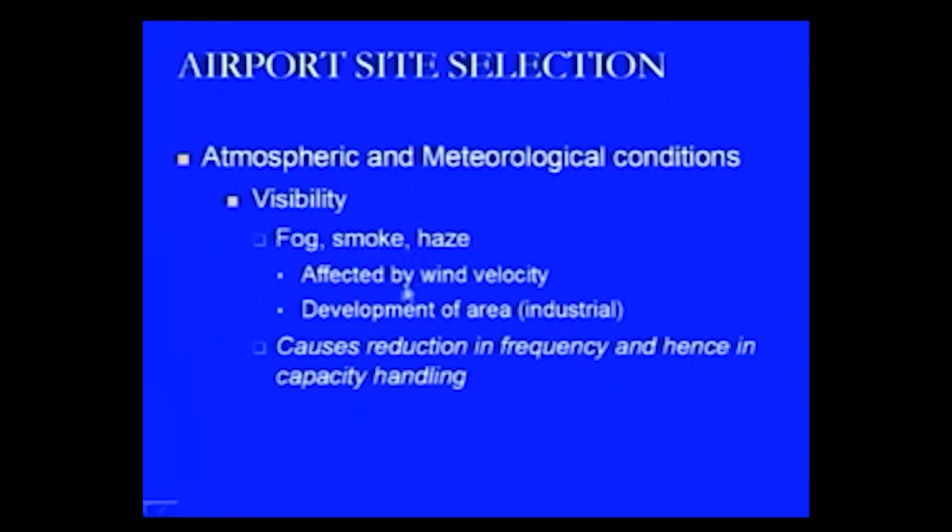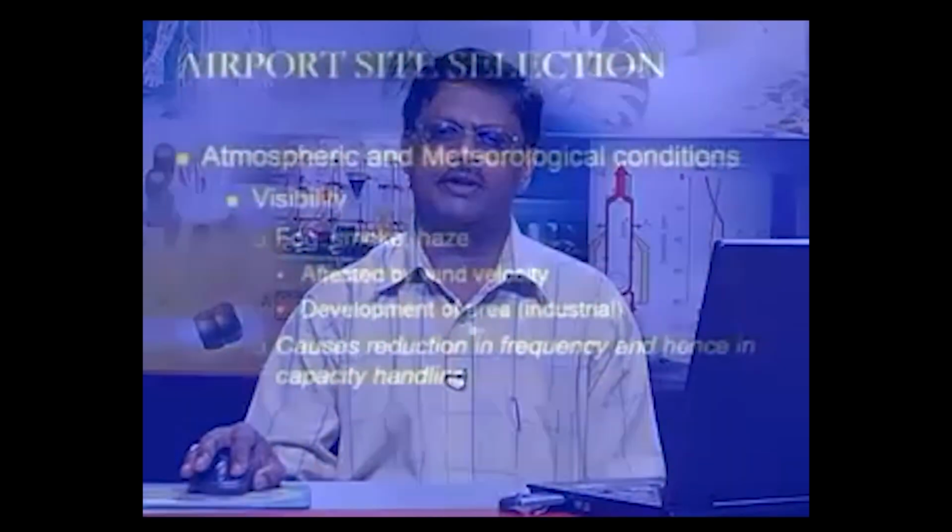And these things are also affected by the wind velocity. It depends in what direction the wind is blowing and at what velocity the wind is blowing. We may find that this fog or smoke or haze gets removed from the airport very fast. At the same time, another thing which creates an effect, as I have just discussed in the case of smoke, is the development of any area.